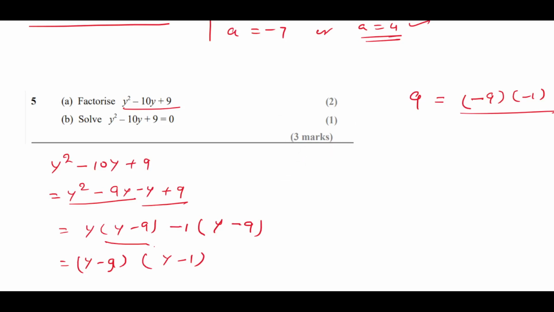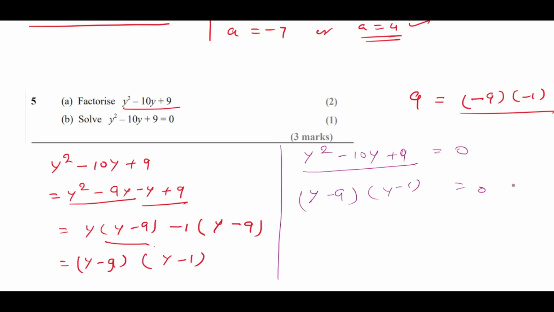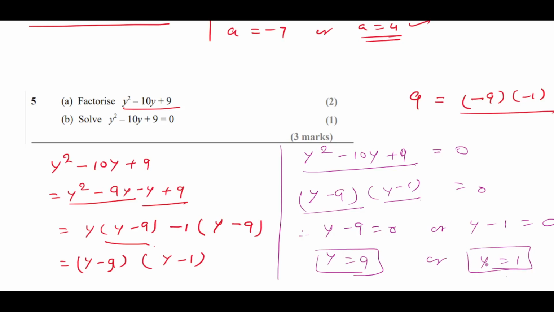Now second, I have to solve this as well. For solving, I will write the equation y square - 10y + 9 = 0. So we write this first in factor form, like (y - 9) times (y - 1) = 0. Now either of the factors is going to be 0, so either y - 9 is 0, or y - 1 is 0. Now y - 9 = 0 gives me y = 9, or y - 1 = 0 gives me y = 1. Fine. So this is your solution.